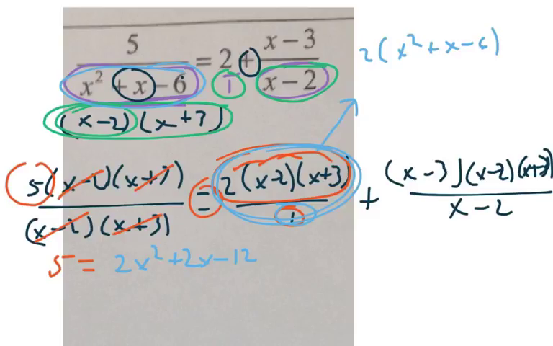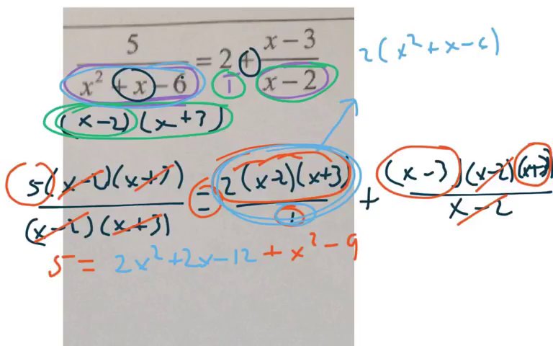And then finally, over here in my last fraction or rational expression, x minus 2 divided by x minus 2 is 1 again. So now I'm going to times x minus 3 times x plus 3. Hopefully you recognize that as a difference of 2 squares. And that's just simply x squared minus 9.